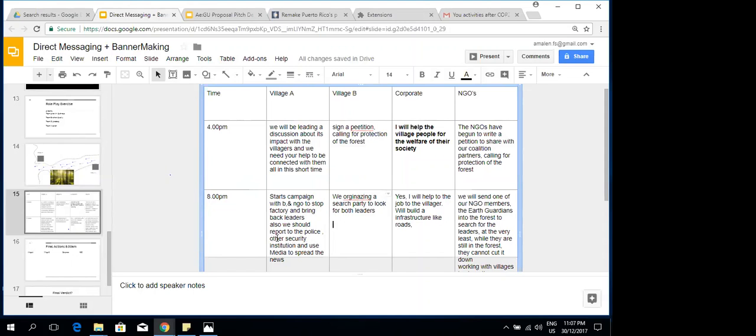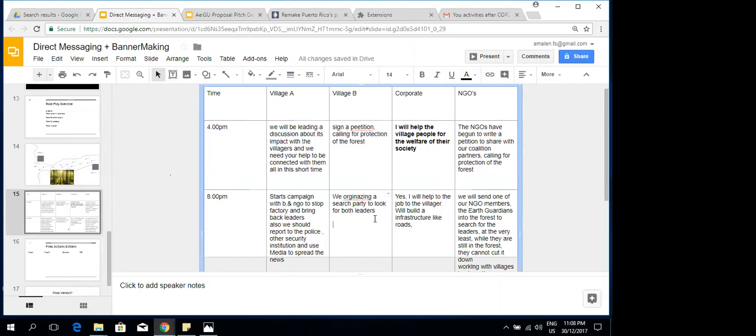Private security institutions usually don't care, unless you consider Greenpeace, but you use media to spread the news, okay? Social media, I'm going to assume that's what you mean. So when you say media, you send articles and things like that, that's what I'm going to assume. Press release is a whole different story. Village B, organizing the search party to look for their leaders.